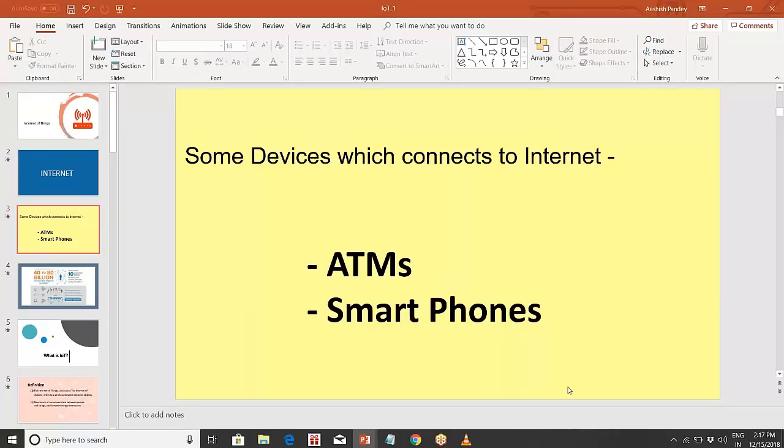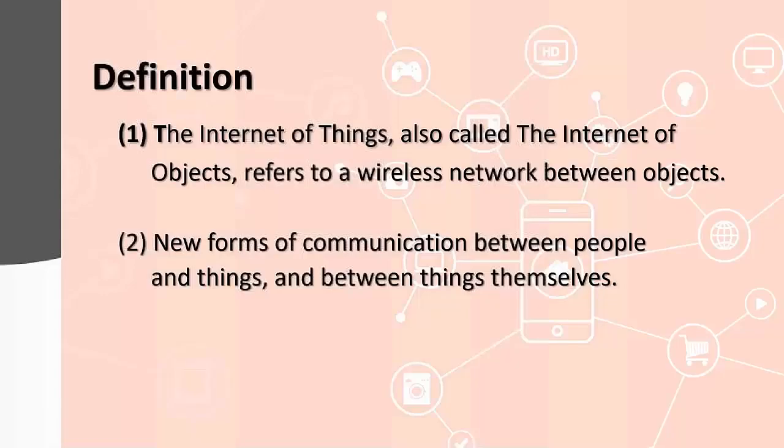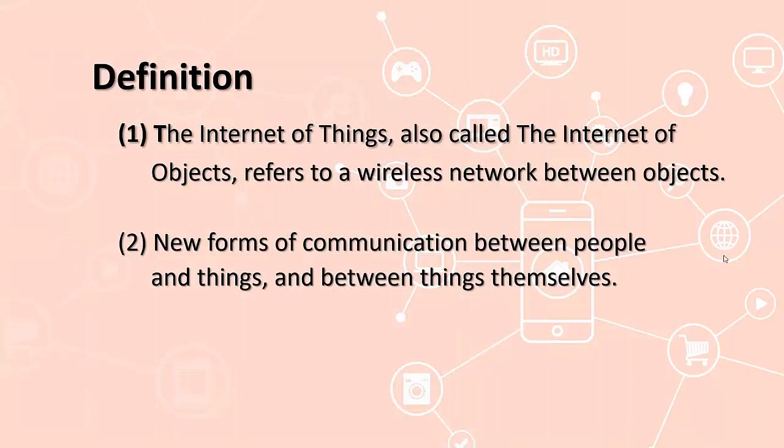So in simple terms, we can define the IoT in this particular way. The Internet of Things, also called the Internet of Objects, or network of objects, refers to a wireless network between the objects. Means there is a wireless network between different objects, different physical devices. Each physical device will be able to share information or data with other physical devices. Means each physical device will be able to communicate with other physical devices also. And we can also say it is a new form of communication between people and things, and between things and themselves.